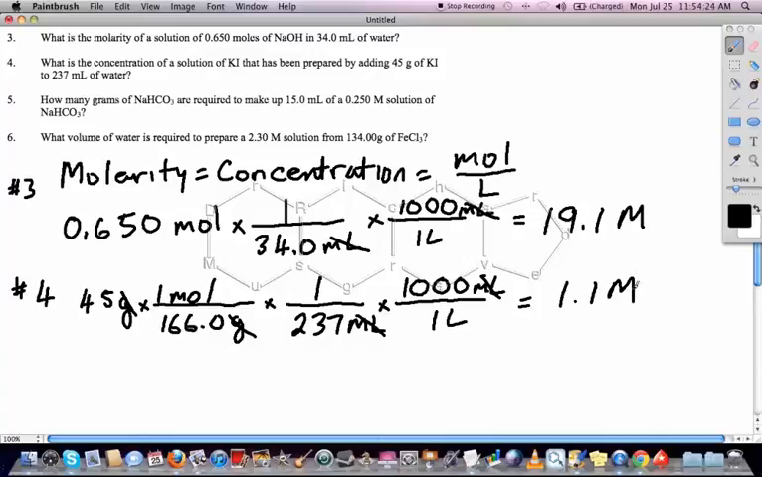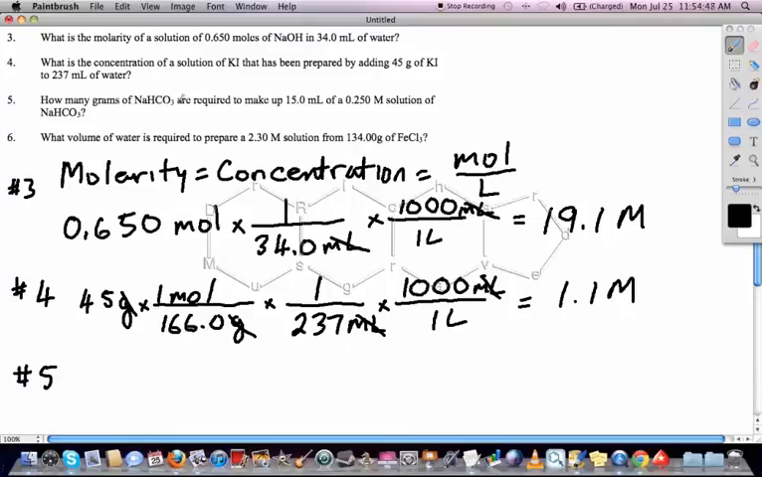Just a note on significant figures here. We have 3 sig figs here, 3 sig figs here, so this came out to be 3 sig figs. We have 2 sig figs here, 4 sig figs here, 3 sig figs here, so this came out to be 2 sig figs. So it's always the smallest number of significant figures in the problem. Alright, so that's number 4. Let's take a look at number 5.